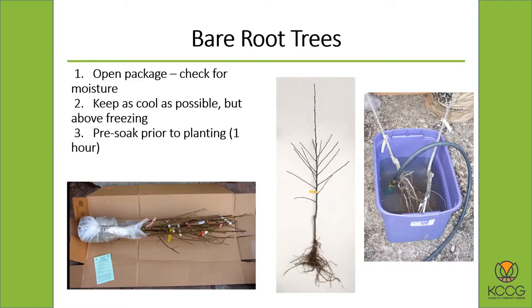But when you get your bare root tree, you'll want to open it up, make sure the roots are moist, and keep it as cool as possible. Let's say you get it home and you're not quite ready to plant it. Make sure you have it in the shade or on the north side of your house, someplace where it's not going to be exposed. Then prior to planting, it's always recommended to really soak the roots. Some roots may be a little dry, but by soaking those roots, that wakes up the root system and the tree can start the process of getting acclimated.